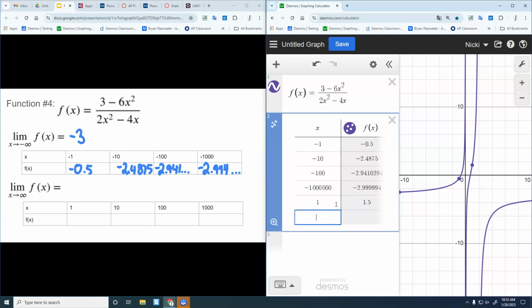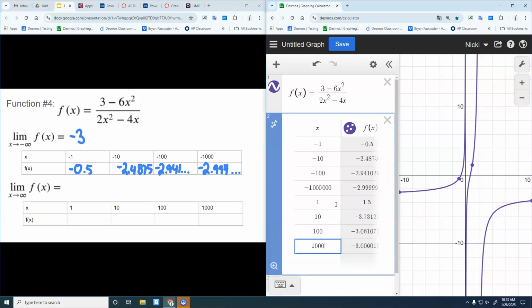All right, so if I do this for the right-hand side, I've got 1.5, -3.73, -3.06, -3.006. What does it look like is happening here? Still going to -3. It's from the other side, right? We're coming from numbers below -3 instead of above, but it's still approaching -3.